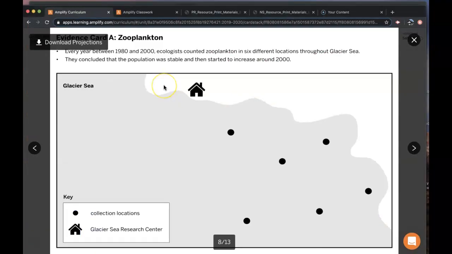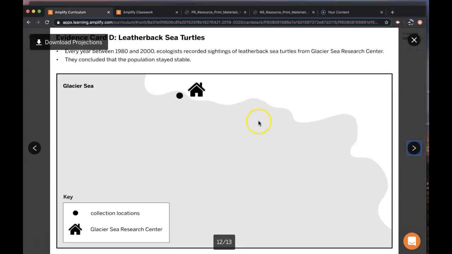If we look at evidence card A, we can see that this sample was collected at 6 different locations and spread out where the zooplankton population is. This is the strongest piece of evidence. If we look at evidence card D, the sample was only collected from sightings from the Glacier Research Center. So even though the leatherback sea turtle can be found throughout the entire sea, this is only looking at what they can see right here. So this would be the weakest evidence.